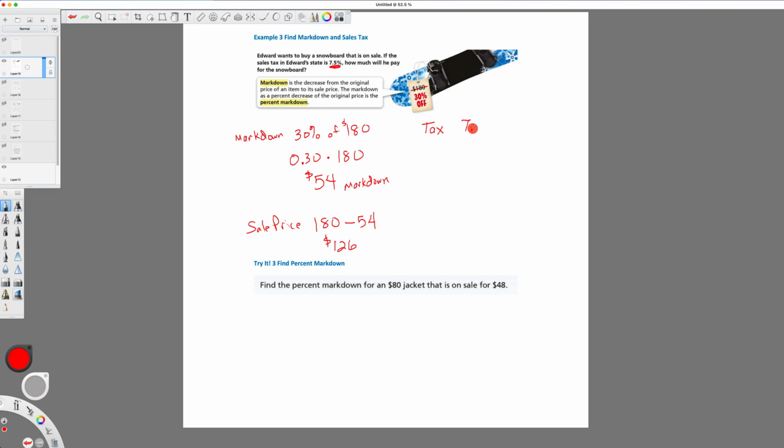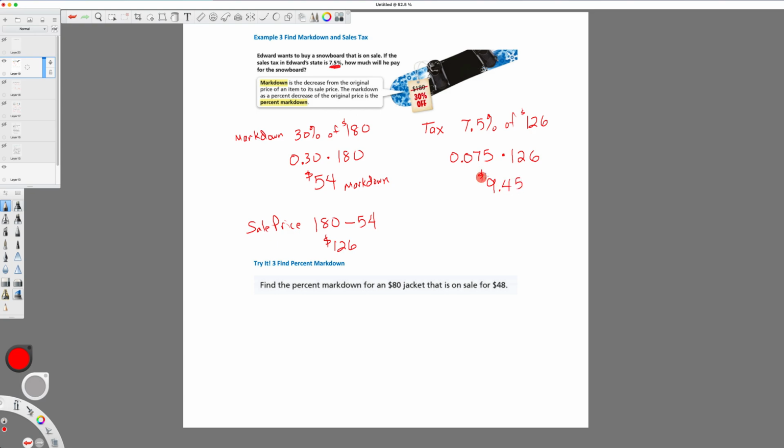So 7.5% of this sale price, so of the $126, is going to be the tax. Well, this is just the same sort of calculation as this. Yes, it's tax, but the idea is the same. I'm going to take this as the decimal, 0.075, and multiply that by $126. And when I do that, 0.075 times 126, and I get 9.45.